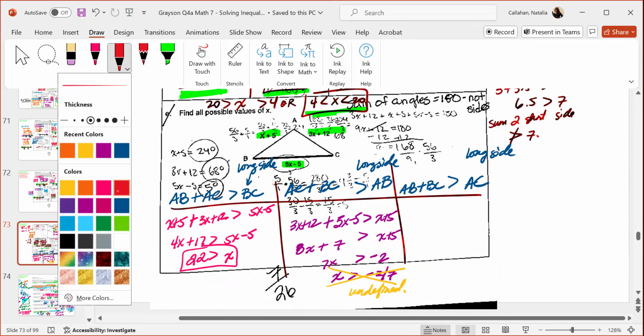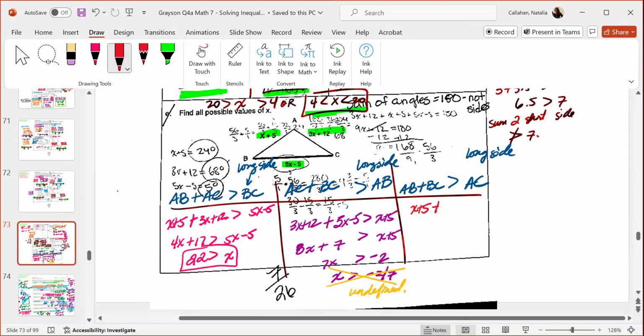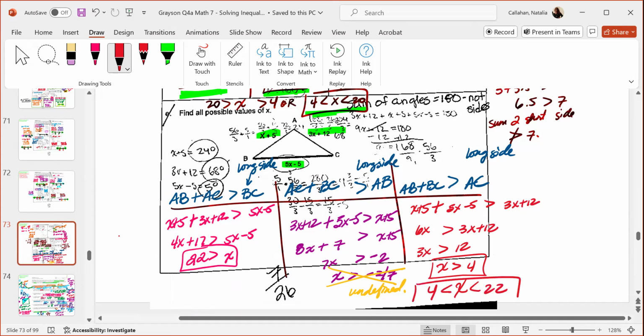Okay, AB, which is going to be x plus 5. BC, which is 5x minus 5, is greater than AC, which is 3x plus 12. Combine your like terms. x is greater than 4. Okay, so now that we have two of them, put an x in the middle, right? So x is greater than 4, x is smaller than 22. That is your inequality.